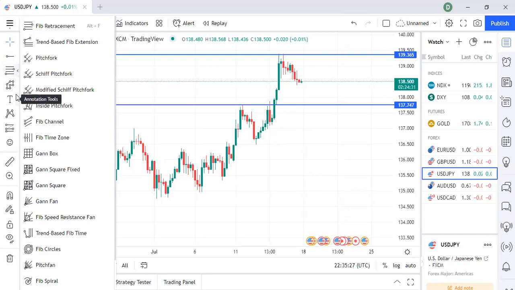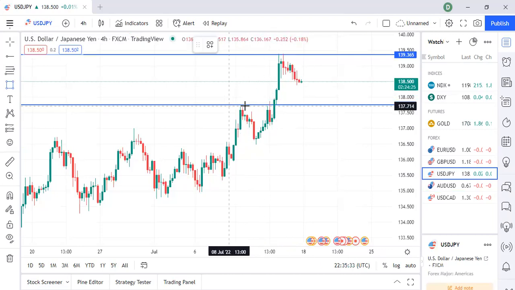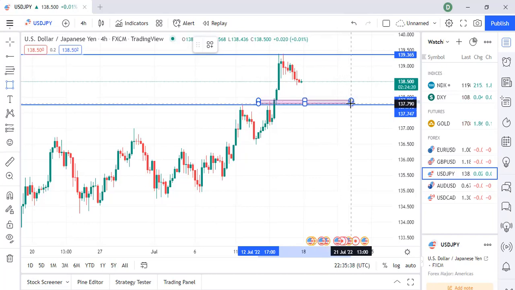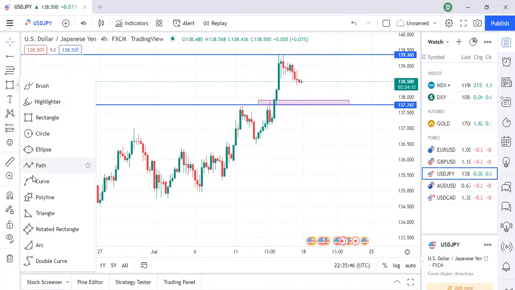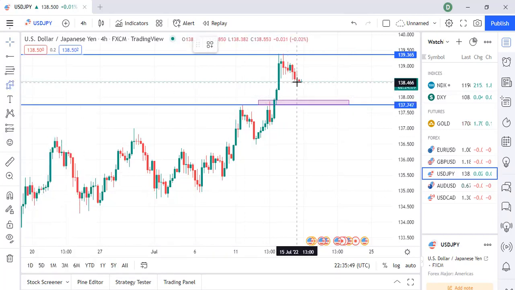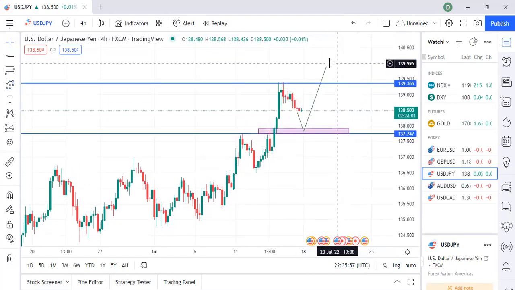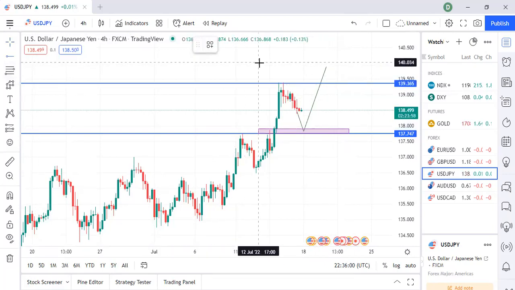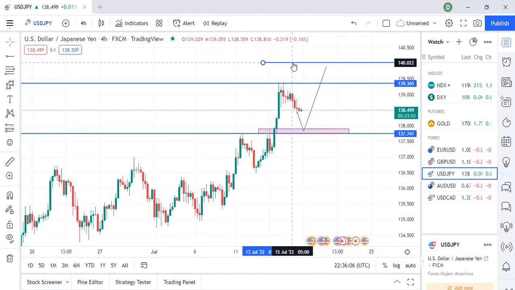As I said, I'm expecting pullbacks on the USD pairs based on what is happening on the DXY. I'm expecting price to pull back to somewhere here. On USD JPY, I'm still expecting more drop from the area in which we are, and then I'm expecting us to end the week around 140.